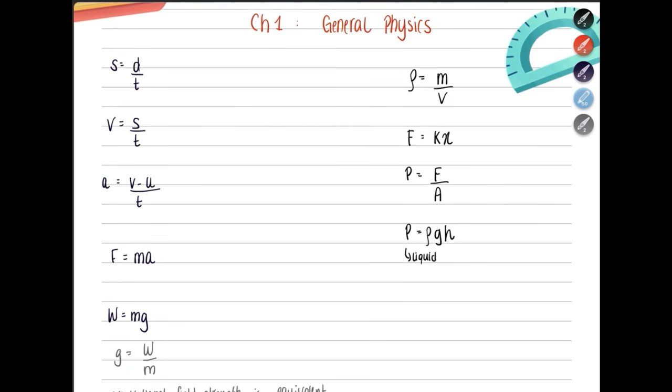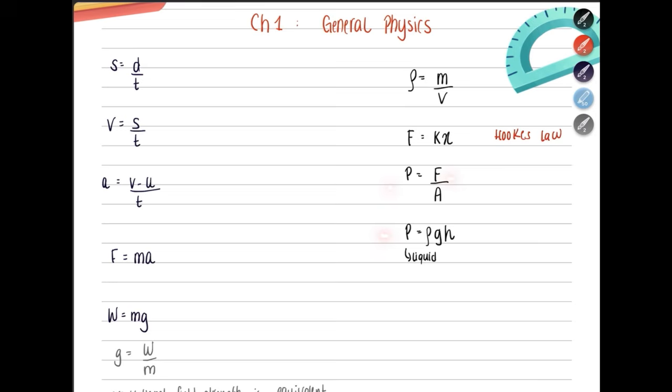And then we have some equations for density. Density equals mass divided by volume. F equals kx. This is Hooke's law. I will write that here. The equation is force equals k, which is the force constant, multiplied by extension, the change in the length of the spring when force is applied. That is extension.